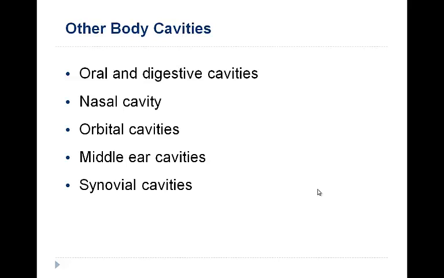Okay, other smaller body cavities. These will be like oral and digestive cavities, your nasal cavity behind your nose, the orbital cavities where your eyes are, your middle ear cavities, and then your synovial cavities. These are going to be joint spaces between bones.